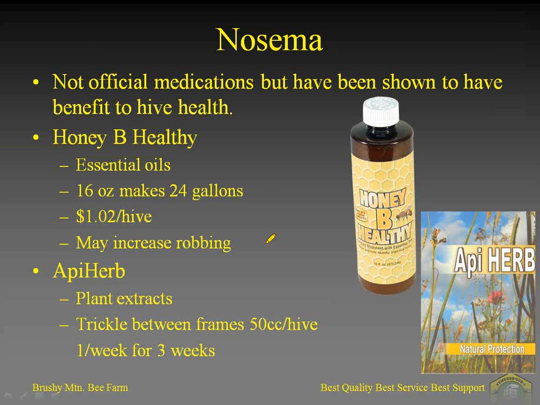And the first is Honeybee Healthy, which is a mixture of essential oils. This container right here that I'm picturing is a 16-ounce container, and it'll make 24 gallons of syrup, and it works out to be just over $1 per hive, which is a little bit more reasonable than the fumagillin. Now, again, this is not necessarily a treatment. There are no studies that I'm aware of that show the efficacy of Honeybee Healthy as a treatment for Nosema compared to fumagillin, and it's not registered, but we do see that it has some benefits.